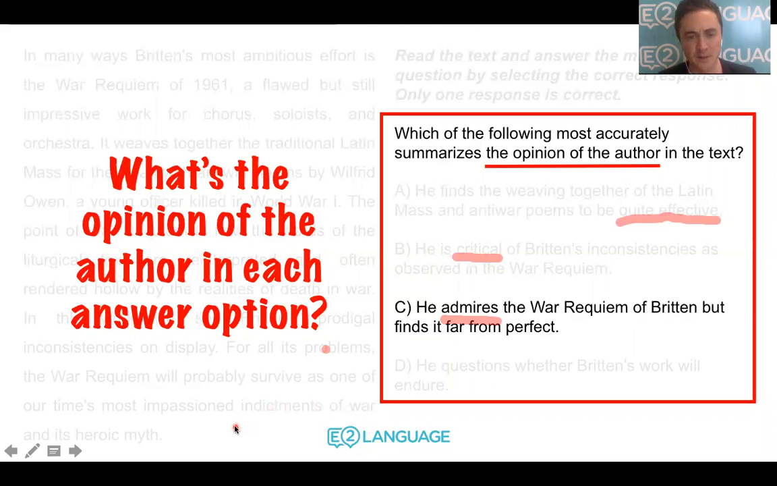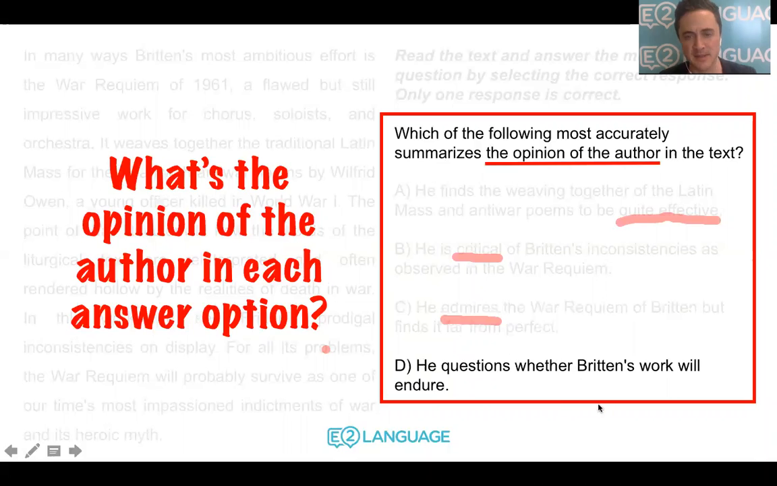Let's do the final one. Let's find out what the last one is. He questions whether Britain's work will endure. So he questions whether Britain's work will endure. We may need to use a different word for this opinion here. But the important word is questions, definitely. He questions it. So he's unsure. That might be his opinion. Or undecided, or yeah, something along the lines of that.